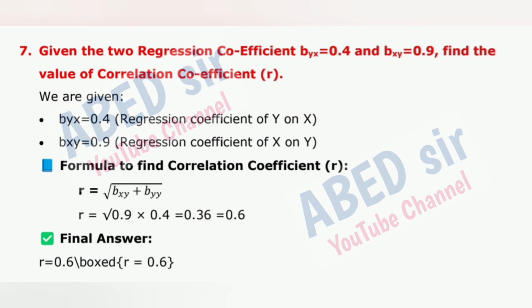Formula to find correlation coefficient, r: r is equal to the square root of bxy times byx. r is equal to the square root of 0.9 times 0.4, which is the square root of 0.36, which is 0.6. Final answer: r is equal to 0.6.